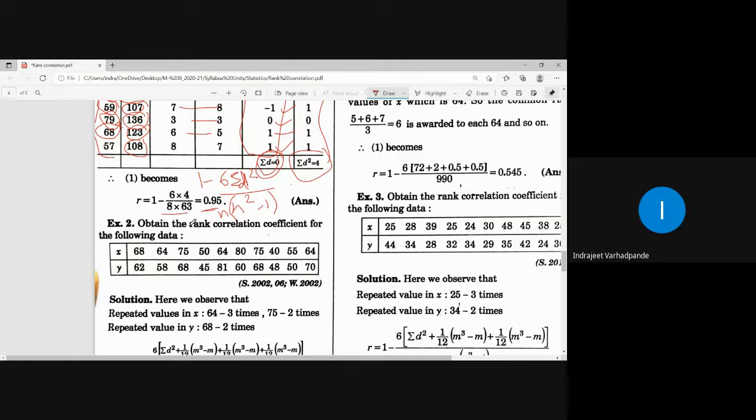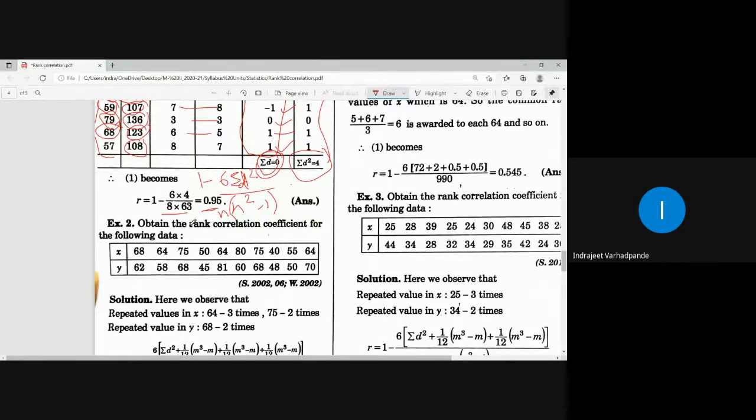In such a way, we will be making the table having the observations for x, observations for y, rank of x, rank of y, and summation of d, which should be 0.